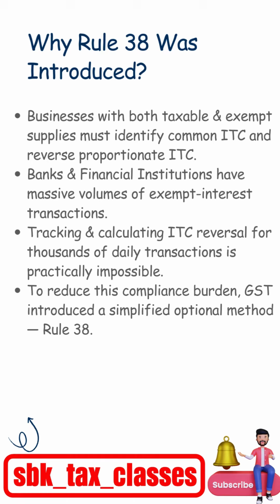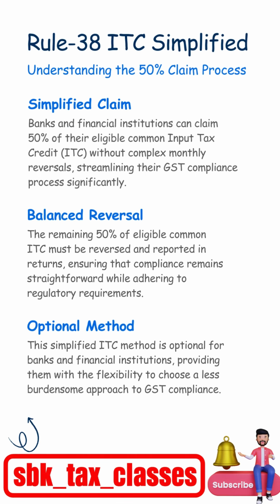So, to avoid this never-ending calculation burden, GST introduced a special optional method, especially for banks and FIs, and that's where Rule 38 comes in. Instead of doing complex monthly reversals, they can choose a straight rule, that is, claim only 50% of their eligible common ITC, and the remaining 50% is not allowed and must be shown as reversal in the GST returns.